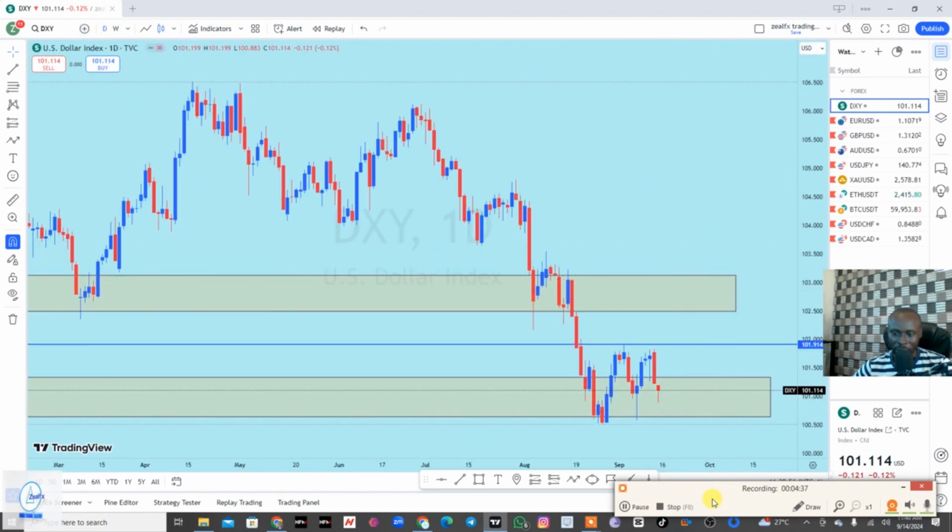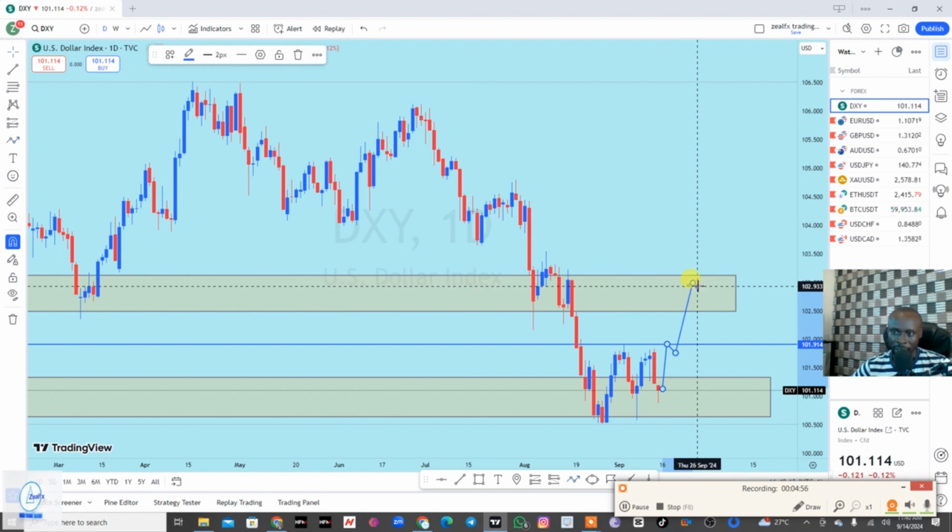So this week we expect the dollar index to move back to this daily resistance. After a break of that daily resistance, we expect price to head to our weekly resistance, and once price breaks this weekly resistance, that means we are expecting a major uptrend. So that is my analysis for the dollar index.